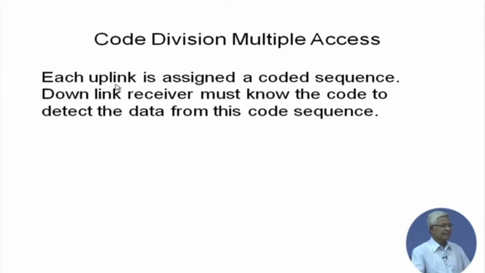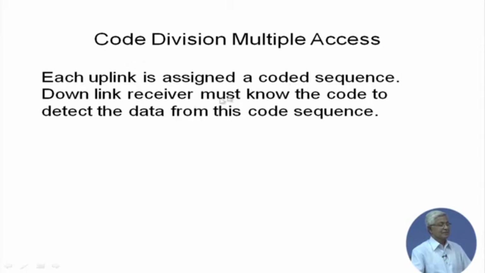Code division multiple access is, in that case, you are using a different code for each station. So each uplink station is assigned a coded sequence. A coded sequence is used for each bit, that is, the bit can be 1 or 0. So the 1 or 0 will be modulated with that coded sequence. In very simple terms, we can do it this way: if it is 1, then the coded sequence will go; if it is 0, the inverse of the coded sequence will go.